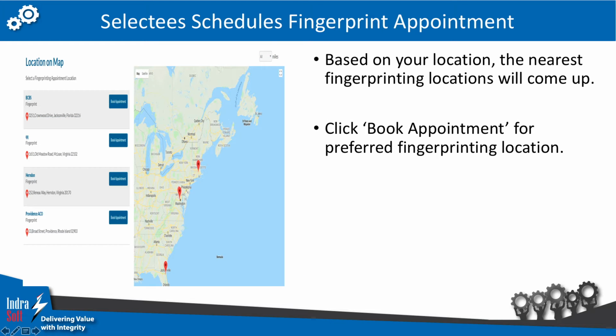This screen displayed will show the available fingerprinting locations based on the selectee's location. Selectee can search by miles or can choose a location from the displayed locations on the map. Once the selectee has chosen a location, selectee will click on the Next button.